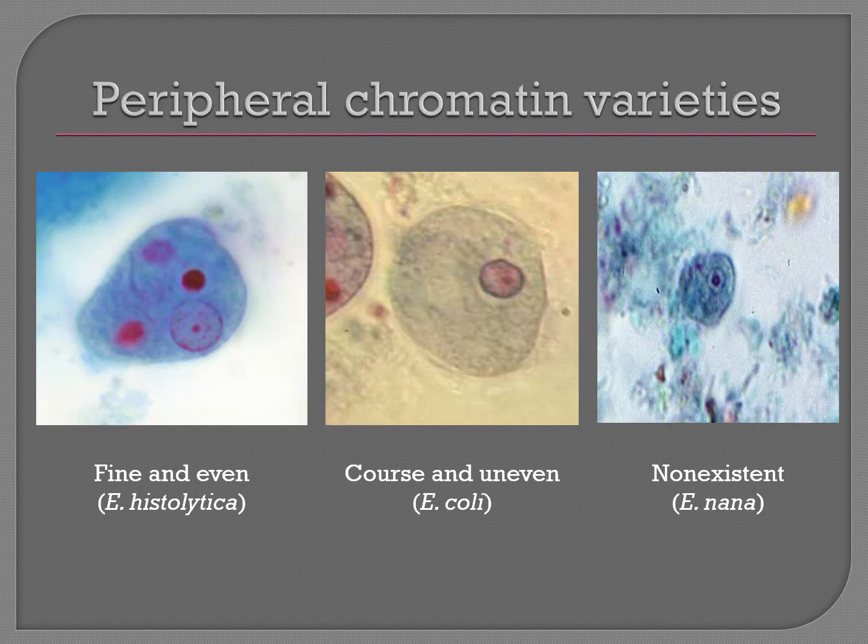Let's go ahead and take a look at peripheral chromatin. Remember that if our organism has peripheral chromatin, it has to be an Entamoeba genus. The peripheral chromatin is nuclear DNA that is found in the Entamoeba genus. If you take a look at the image on the left, you can see that the nuclear membrane has very fine and evenly placed peripheral chromatin. That would be like what you would see in Entamoeba histolytica. In the middle, we have an Entamoeba coli, and you can see that the peripheral chromatin is very chunky, coarse, and uneven. And then finally, in Endolimax nana, you can see the nuclear membrane, but there is no peripheral chromatin on that, so it's non-existent. There is no peripheral chromatin in Endolimax nana.